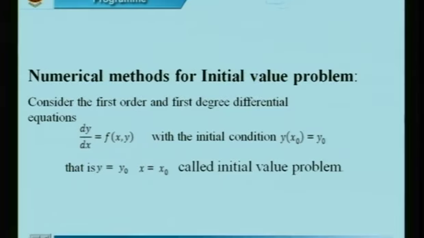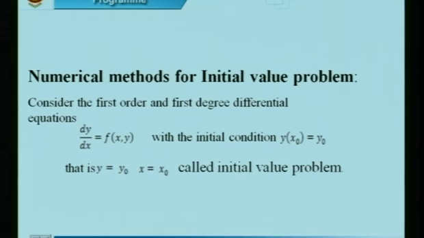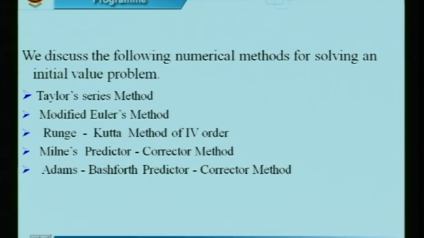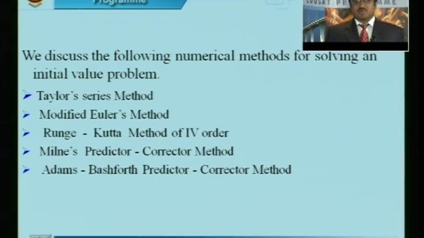So, numerical methods for initial value problems. Let us consider the first order and first degree differential equation of the form dy by dx equal to f of x comma y, with an initial condition y of x naught equal to y naught. That is, y equal to y naught at x equal to x naught, called an initial value problem. These initial value problems can be solved by the following methods.